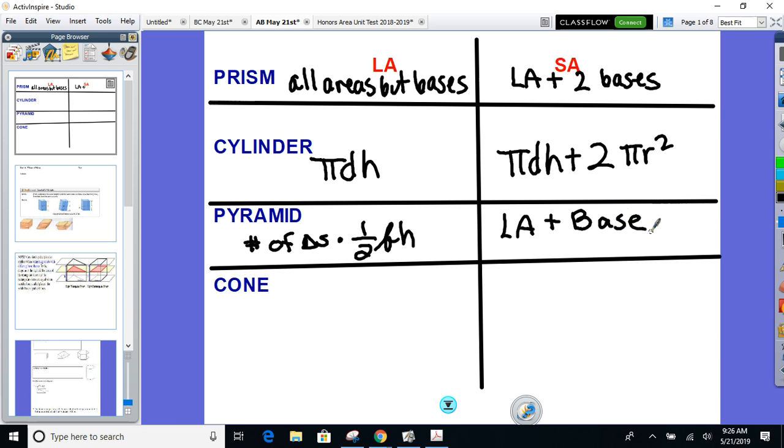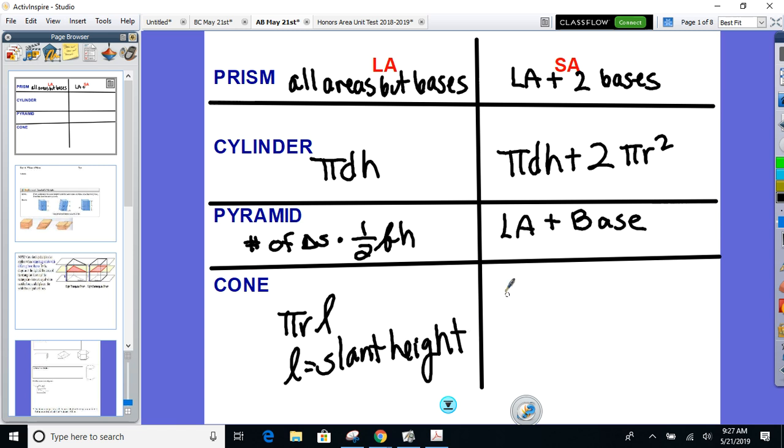What about cone from yesterday, lateral area? Pi r l. What's the l stand for? That's the slant height. That's on the cone, not inside. That's not the Mission Impossible height. And then what are you adding on to the cone's lateral area to get to the surface area?